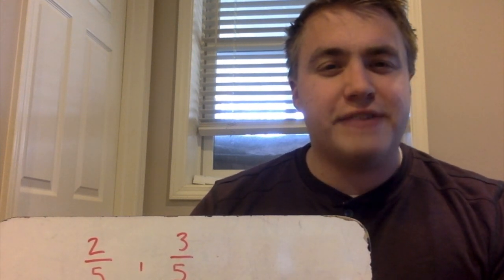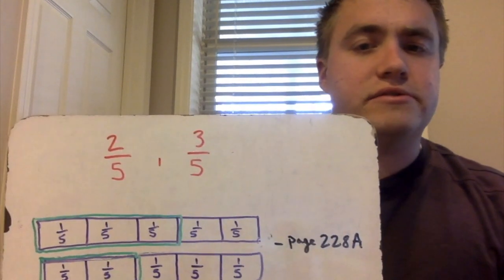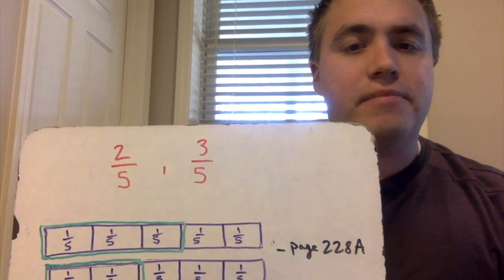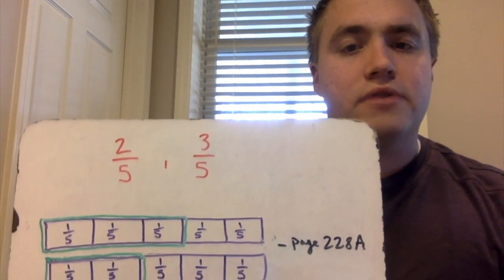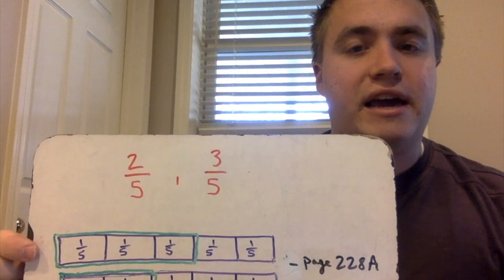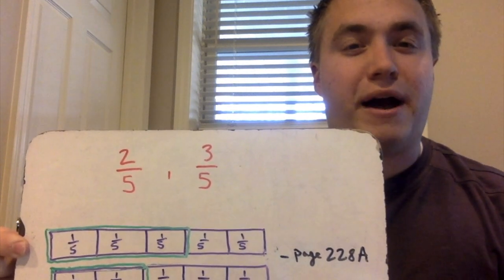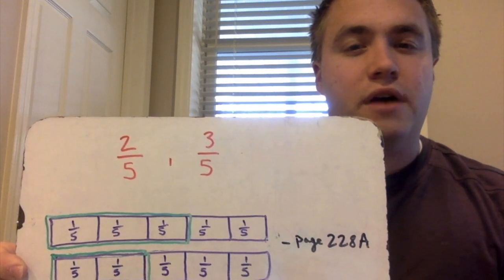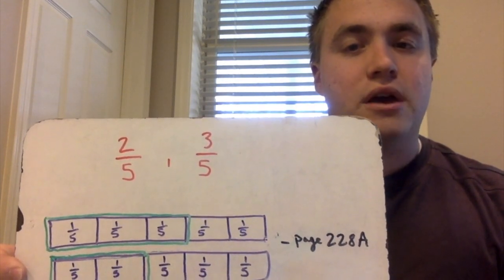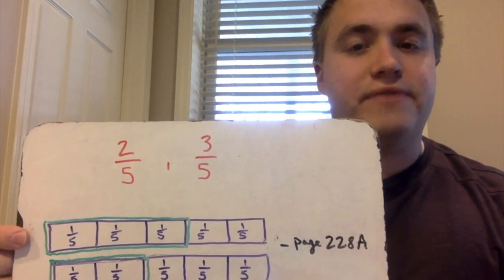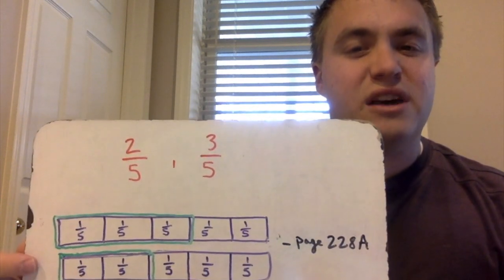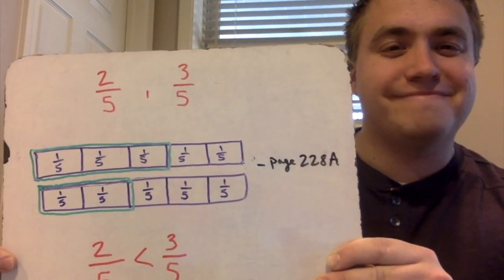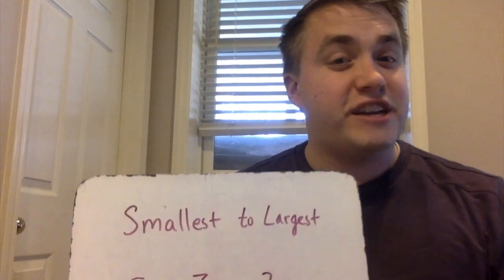Well, you hopefully already know the answer to that, but if not, take a look at this little chart here. The purple rectangle represents one whole. The top one and the bottom one are broken up into fifths. The top one represents the 3/5 because I have 3 of the 1/5 boxes circled. The bottom one represents the 2/5 because I have 2 of the 1/5 boxes circled. Now, I can tell that this 3/5 is longer than the 2/5, therefore I know that 3/5 is greater than 2/5.